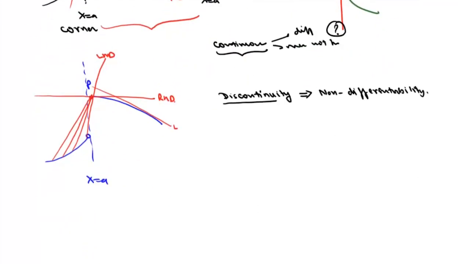So basically, continuity is a necessary but not sufficient condition for differentiability. But differentiability is a sufficient condition for continuity. So if a function is differentiable, then it will be continuous. So differentiability implies continuity. So if a function is differentiable at a point, then it must be continuous at that point. So these are some facts which we'll use while solving problems.